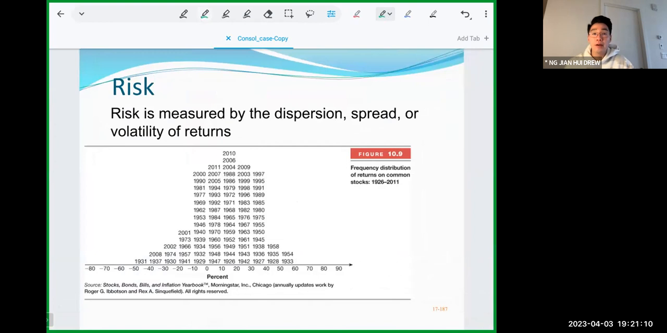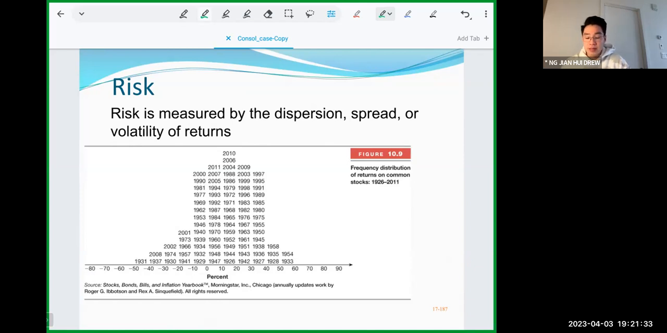All right, so we have looked at the returns component, and in terms of returns, we saw a few ways to calculate, and the most basic is just the simple average. We just take the total returns, divide by the number of periods. Now let's look at the risk.